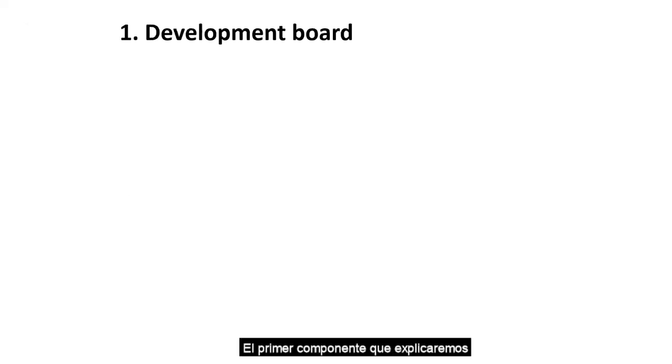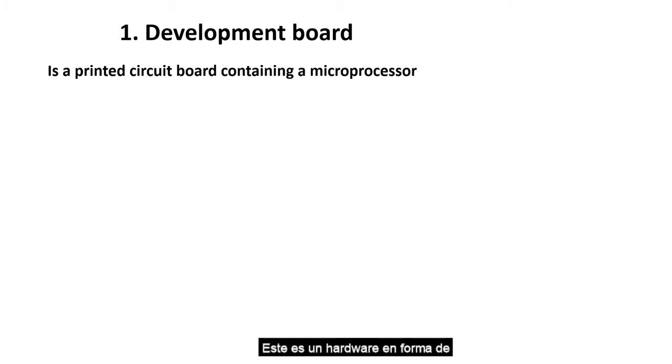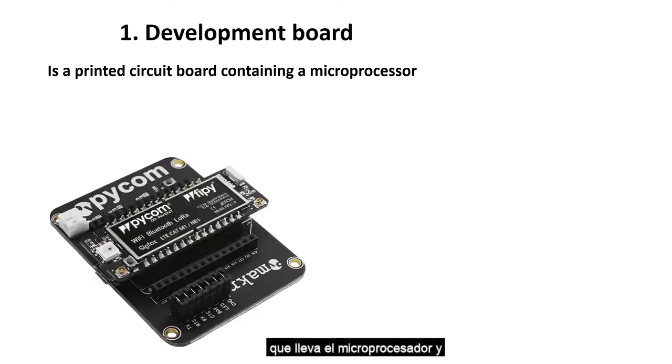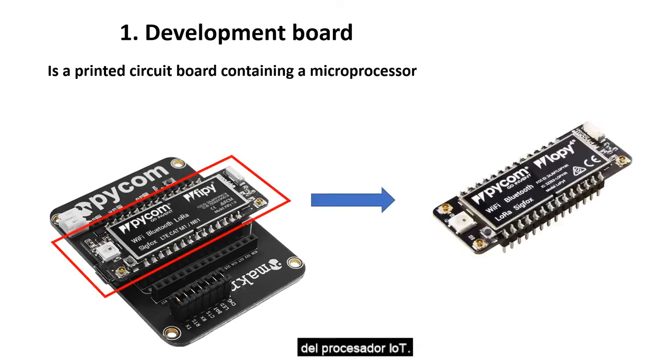The first component that we'll explain is a development board, which is commonly referred to as a module. This is a hardware in the form of a printed circuit board that carries the microprocessor and other important items required in an IoT, which we'll explain and show in the next slide. Therefore, think of the development board as being the host of the IoT processor. The development board is this upper part of the IoT processing unit.